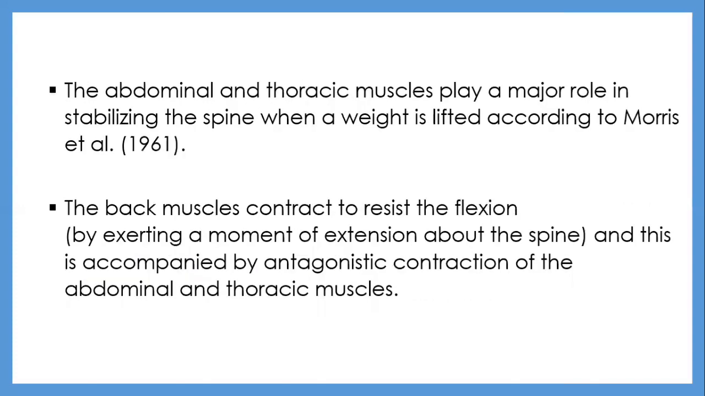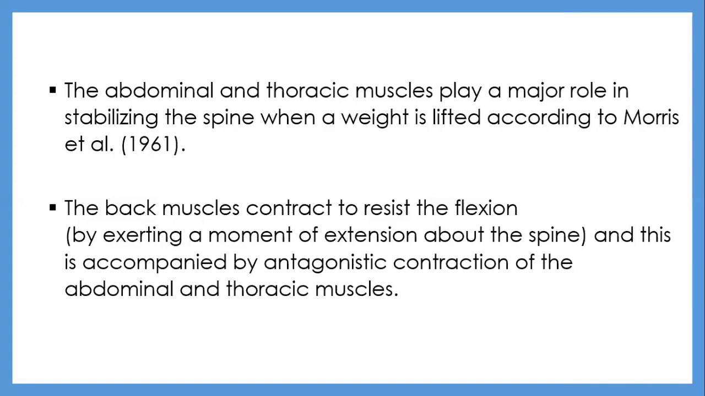Another, the abdominal and thoracic muscles play a major role in stabilizing the spine when a weight is lifted, according to Morris et al. 1961. Now here, in relaxed standing, these muscles usually exhibit little activity. When a person or operator leans forward to lift a weight, a moment of flexion is placed on the spine. So the heavier the weight, the greater the flexion strain. And the back muscles contract to resist the flexion by exerting a moment of extension about the spine. This is accompanied by antagonistic contraction of the abdominal and thoracic muscles.